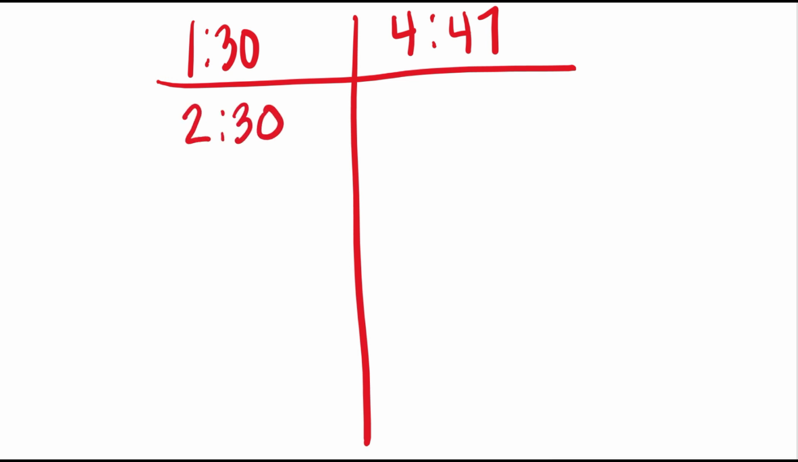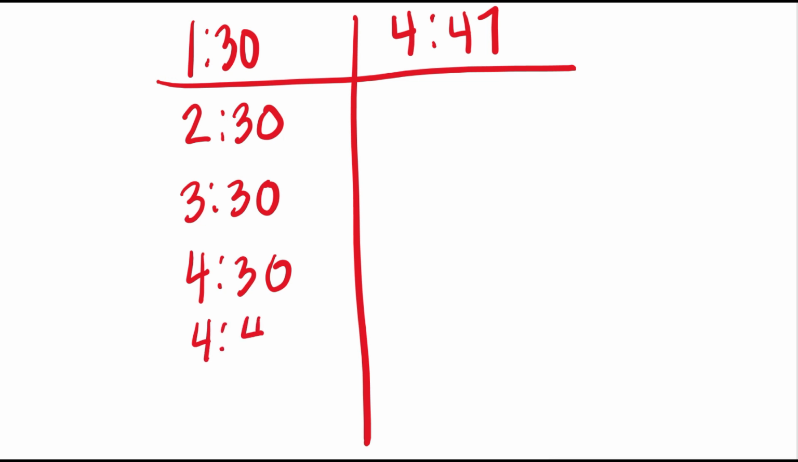So if I say I have to start at 3:30, I have to end at 4:47, and this is going to be where I log my time. So now I know I can count by hours. I can go from 1:30 to 2:30, 2:30 to 3:30, 3:30 to 4:30, and 4:30 to, let's say, count on 4:40, 4:47. I'll just make those smaller jumps for now.